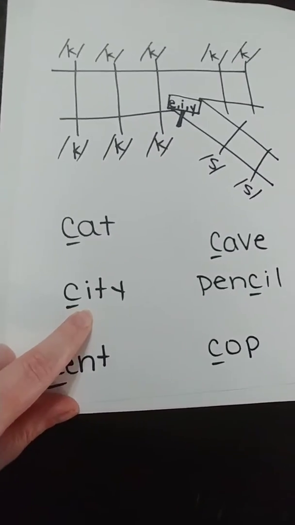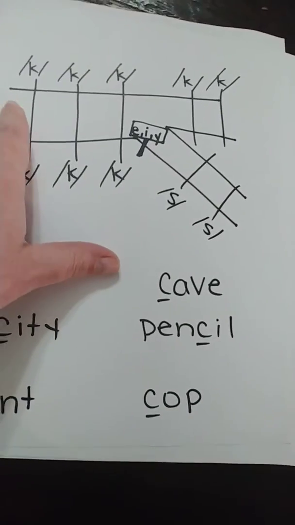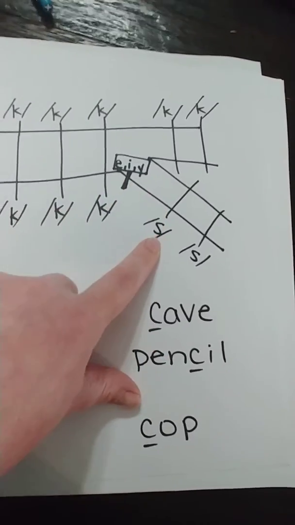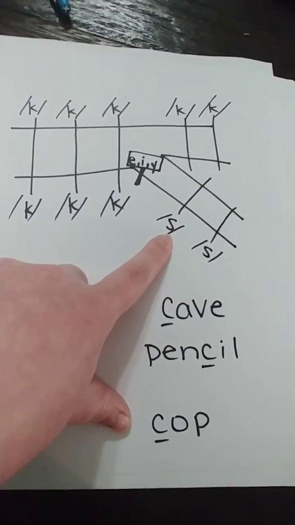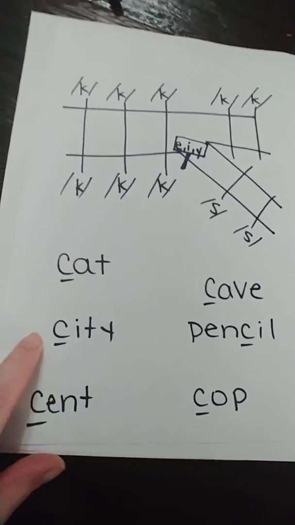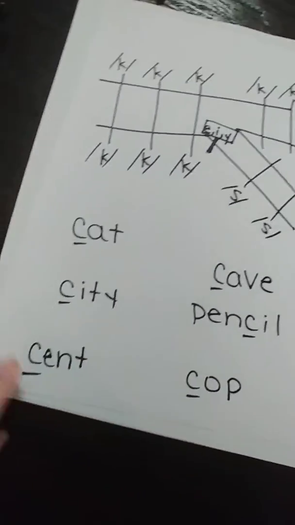Well, let's look at this one. Our C train is going along, and it runs into I. Oh, it runs into I. It's more than likely going to change to our S sound. So that makes this s-itty instead of kitty, city.